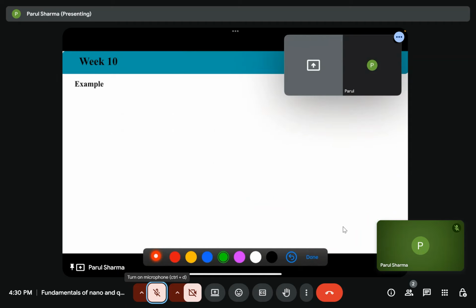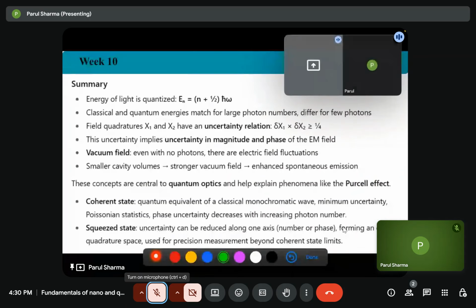So what we studied today: energy of light is quantized. Classical and quantum energies match for a large number of photons, and differ for few photons. Field quadratures x1 and x2 have an uncertainty relation, that is delta x1 into delta x2 is greater than 1 by 4.